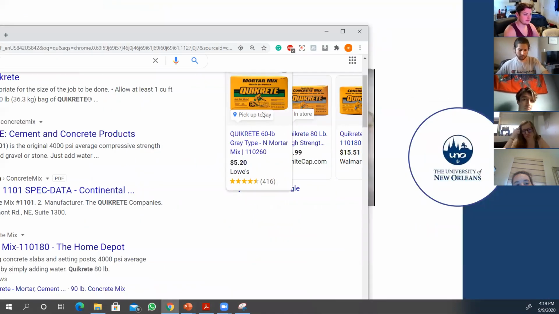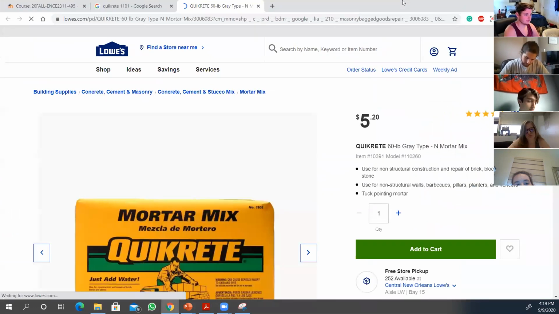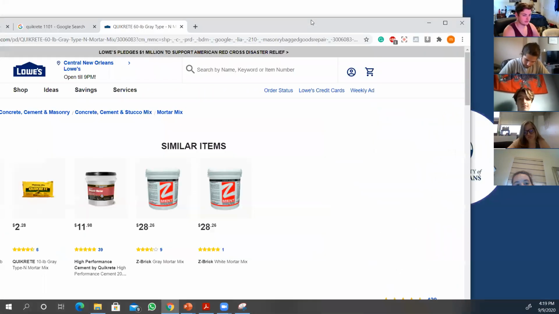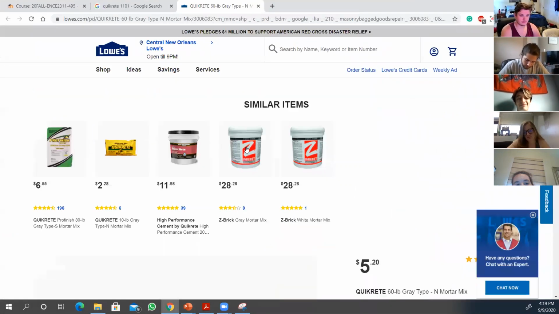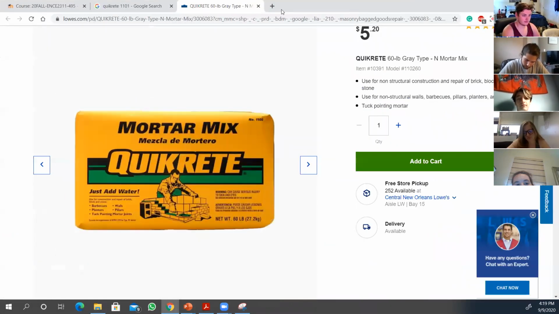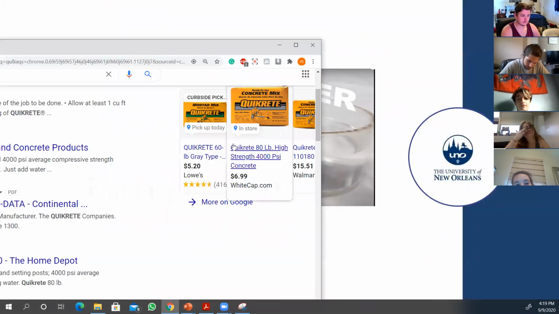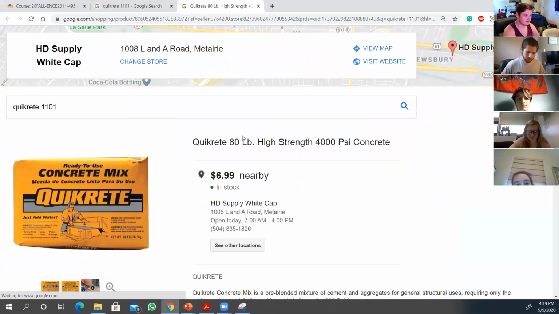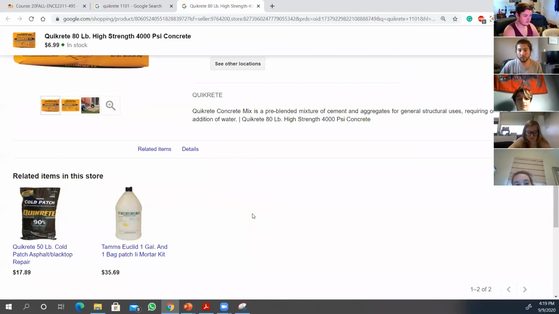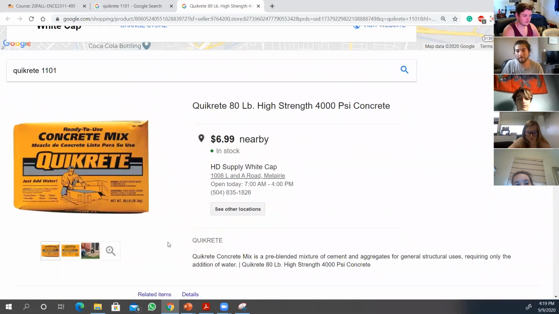Lowe's, $5.20. Oh, I got it cheaper because I got it through UNO, so it was tax-free. So this is the material that we are using, not the mortar mix. I'm sorry. Quikrete, mortar, concrete mix. That's it. The price goes higher if you go to different stores, but try to stick with the big stores so you can get a cheaper deal. So it was $64 for me.